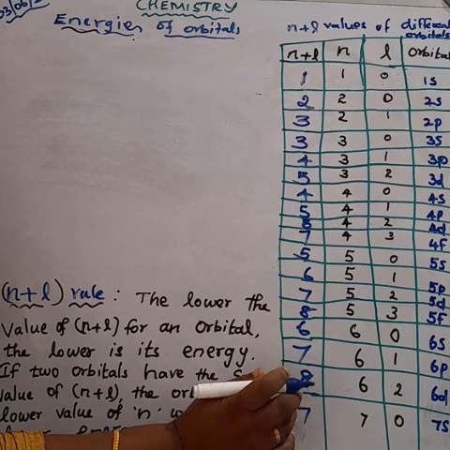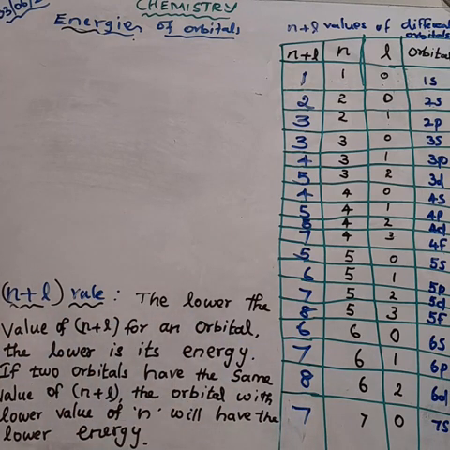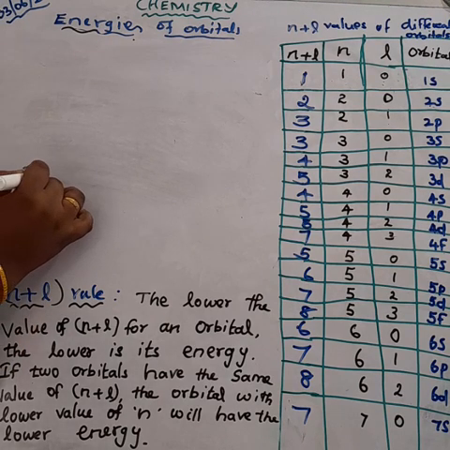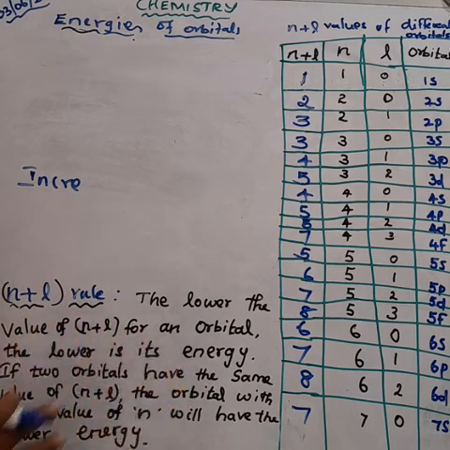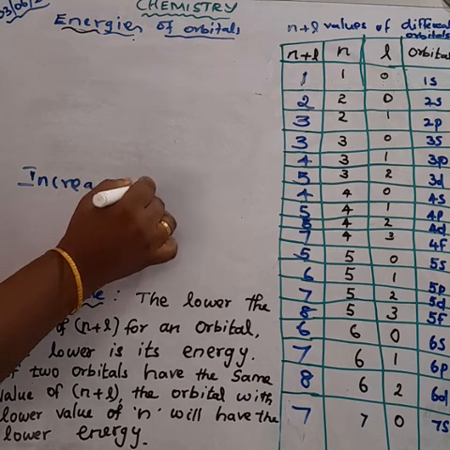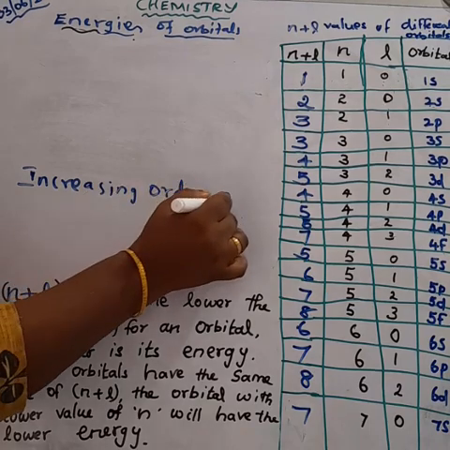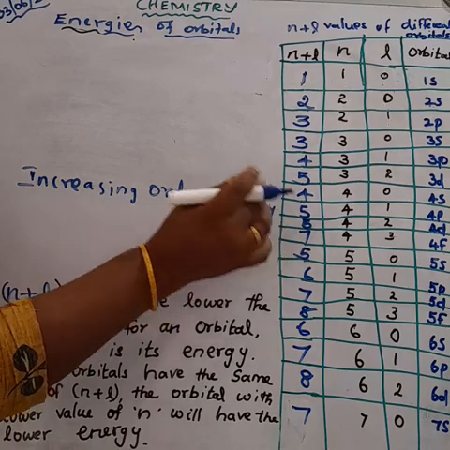Okay, so how will you write the increasing order of energy level according to the n plus l rule? The n plus l rule means the lower the value of n plus l for an orbital, the lower is its energy. Okay, after an example you can understand. Now we can write the increasing order of energies of orbitals: first the lower value of n plus l value.